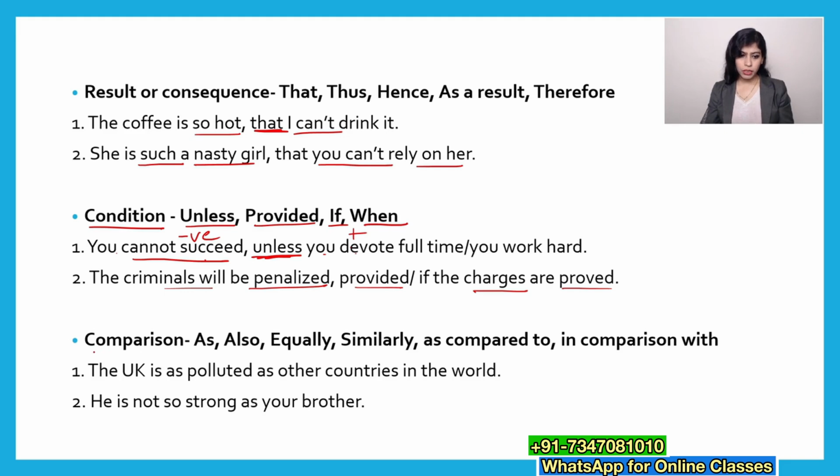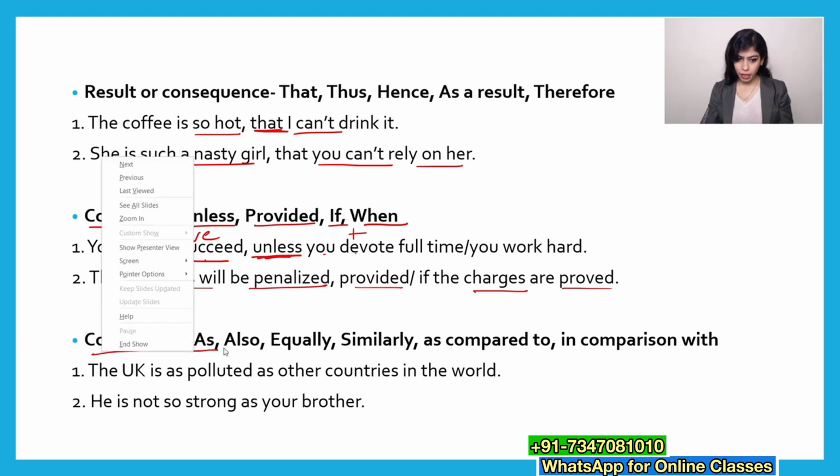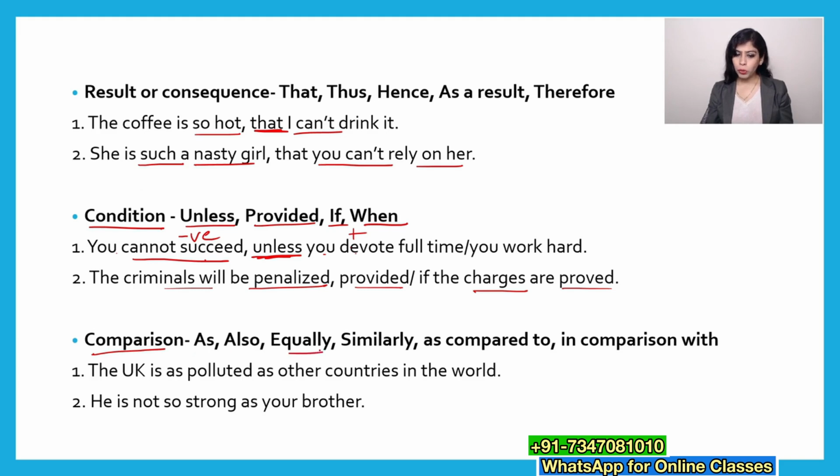Last but not the least, I won't say last, this is basically the second last one. Comparison. Whenever you want to compare something, you are going to say as, also, equally, similarly, as compared to, in comparison with. You can use either of these. I'll either go to Goa or to Mumbai. So that is either or.